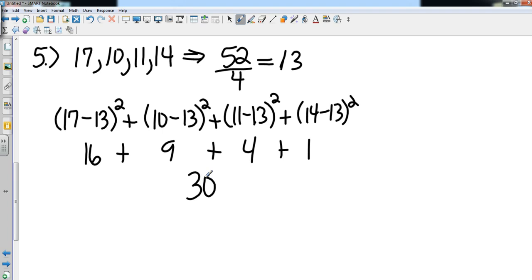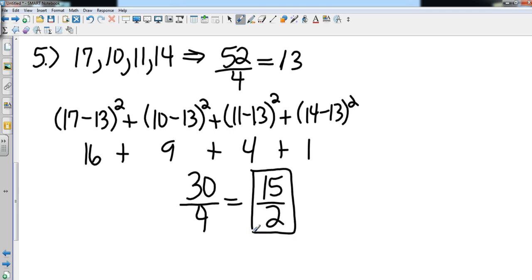Then we're going to take that and we're going to divide it by our number of pieces of data. And then I'm just going to reduce that fraction. So that's going to end up 15 over 2. So my answer to number 5, the variance, is 15 over 2. Don't take it any further. Don't divide it to make it a decimal. Just leave it 15 over 2, and that will be acceptable.